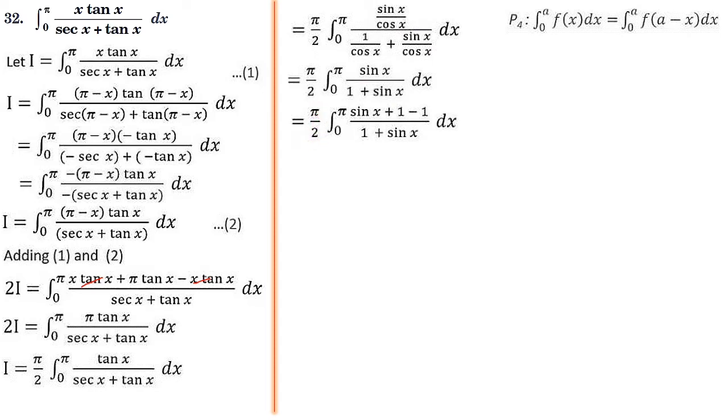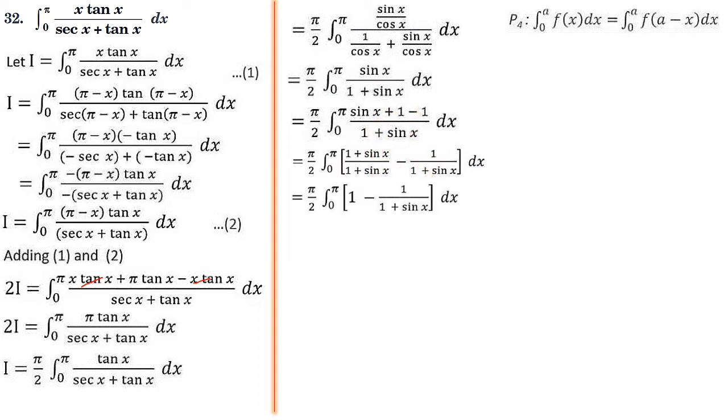Then pi by 2 into, as in the previous question, the denominator has 1 plus sin x. What we have to do is make the numerator the same, 1 plus sin x. So we have made 1 plus sin x here, and for balancing, put a minus 1. Then split it. This step also is not necessary to write, but just showing here: pi by 2 integral 0 to pi, 1 plus sin x by 1 plus sin x minus 1 divided by 1 plus sin x dx. This can be cancelled: 1 minus 1 divided by 1 plus sin x dx.